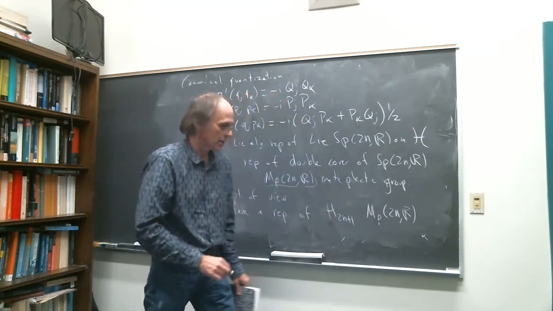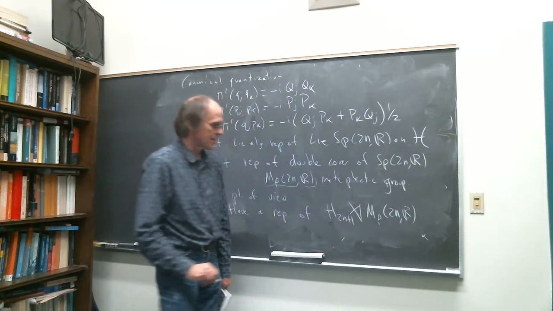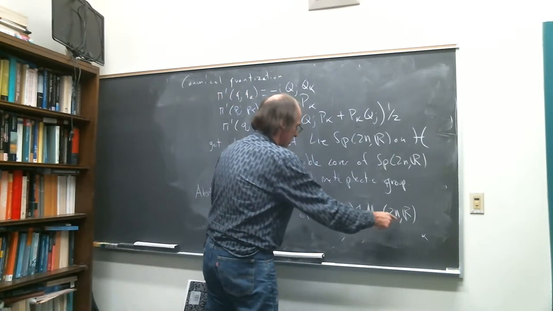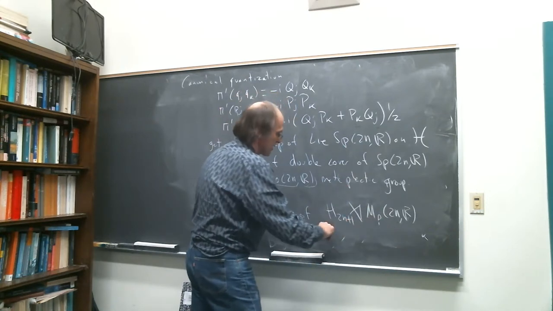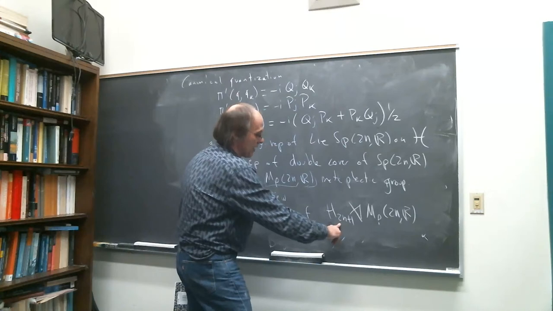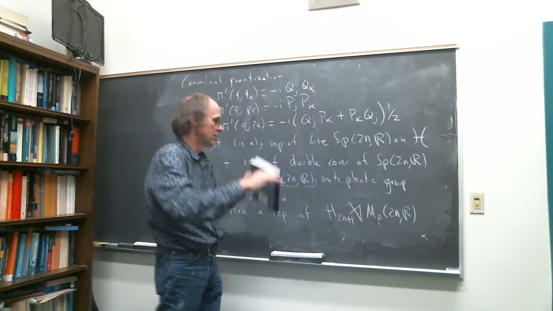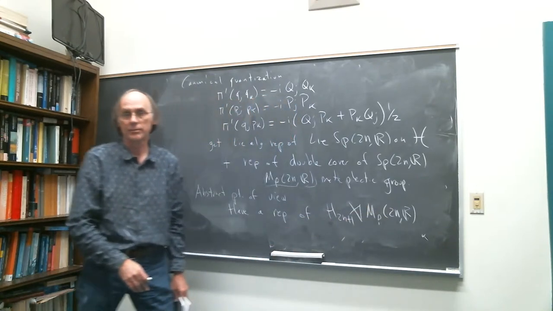But then the point is that this guy, it's not just the product here. It's a semi-direct product, because the symplectic group is acting, at the level of the Lie algebra, on the Lie algebra of this guy. If you think of it at the group level, you can do it, but this guy is acting by automorphisms on this guy.